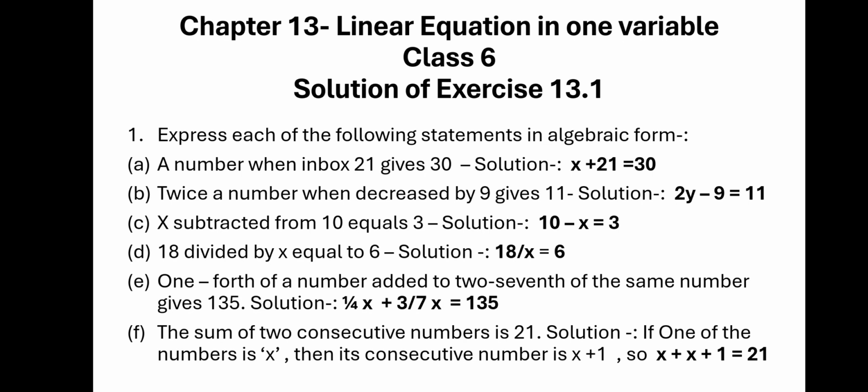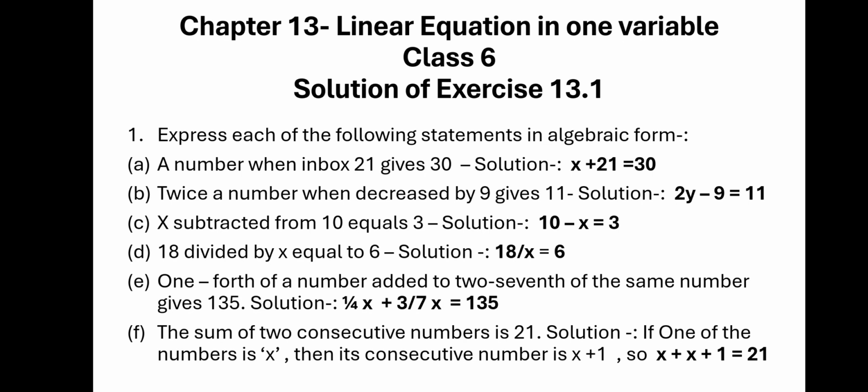That is x plus 21 equal to 30. Or it may be a number when increased by 21 gives 30. Yes, it must be increased by; that is how I typed it. So a number when increased by 21 gives 30. The solution of that is x plus 21 equal to 30.